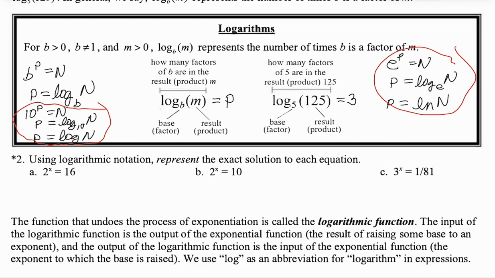But it's all about what power on that base would give me the resulting product inside, okay? So this is the answer. This is your base. So the base b to a power of p should be the product on the inside, okay? Now it says using logarithmic notation for number 2, let's represent the exact solution, okay? So remember that the power is equal to the log base 2, in this case, of 16. Now that is the answer.